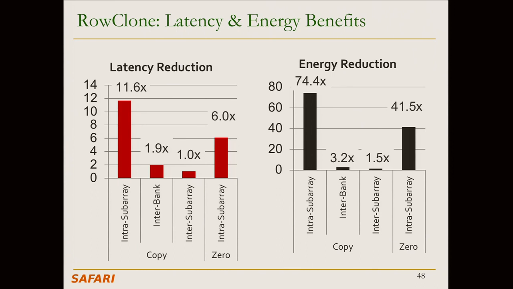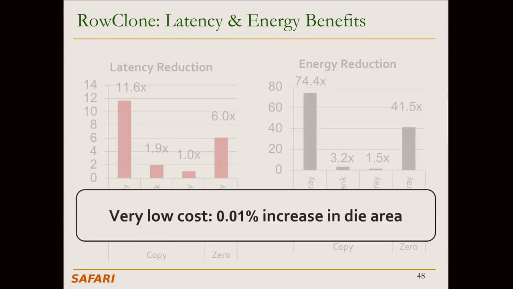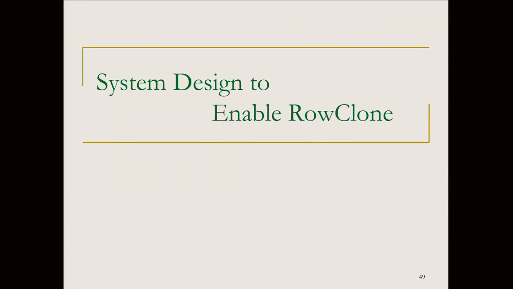I'm not going to go through this in detail. Clearly, the highest benefit comes from intra-subarray copies. And zeroing is an intra-subarray operation, so you get significantly high benefit. And zeroing benefits are lower because you're dealing with only one page, right? You're writing to only one page. You don't need to bring multiple pages. Okay, and the cost is important. That's going to be an upside of the paper, because this is very low-cost changes to the memory chip.